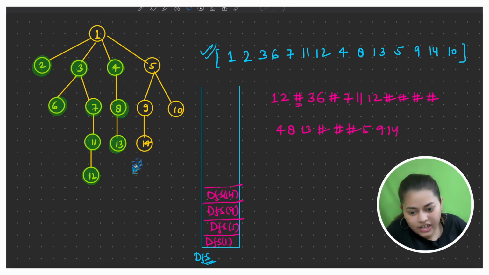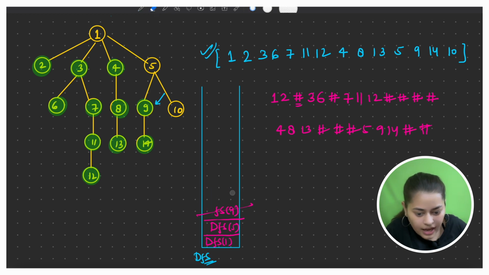Now, is there any other child for 14 to be explored? No. That means 14 is also completed. So we'll pop 14, we'll append hash, right? Is there any other child for 9 to be explored? No. That means 9 is also finished. We'll pop 9 and we'll append hash, right? Now the current state of our stack is this, right?